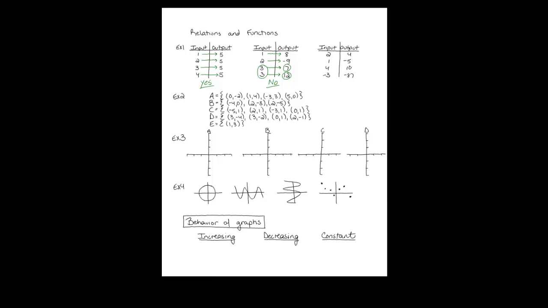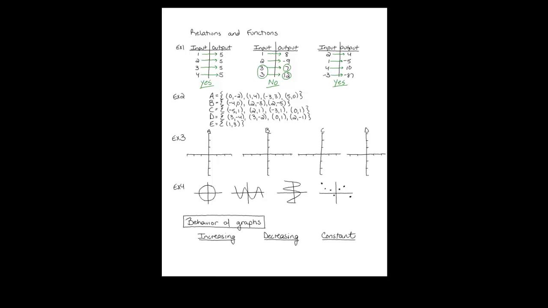Looking at the third table here, we have an input of 2 maps to 4, an input of 1 to -5, 4 to 10, and -3 to -87. For each of these input values, there is one and only one output value. So yes, the third table is a function. Remember, you're looking for the case where every input has exactly one output.